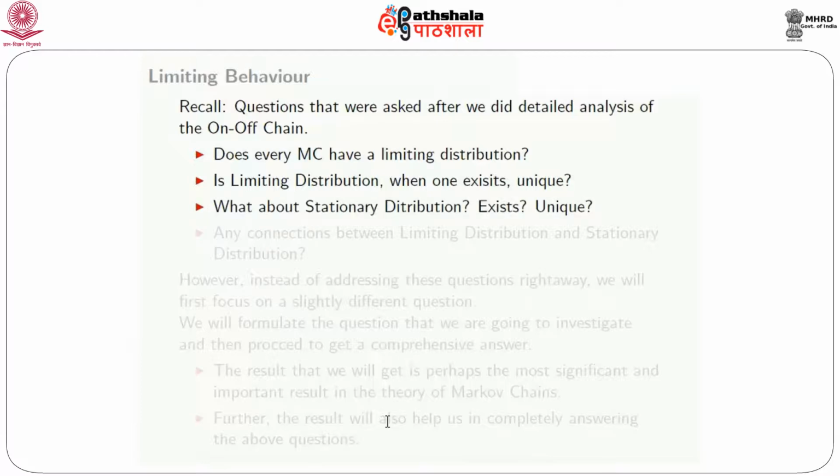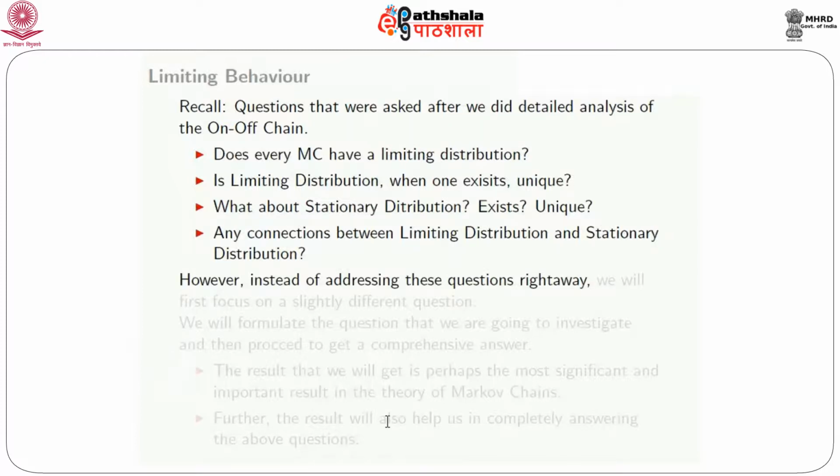What about a stationary distribution? In the case of the on-off chain, we saw that the limiting distribution, which was unique, also turned out to be a stationary distribution. So a natural question would be, for a general Markov chain, does a stationary distribution exist? Is it unique? And naturally, taking a cue from the on-off chain, where the unique limiting distribution turned out to be also the unique stationary distribution, in general we would ask about any connections between limiting distributions and stationary distributions. So these are roughly the questions we'll be centering around, and we will try eventually to get answers to them.